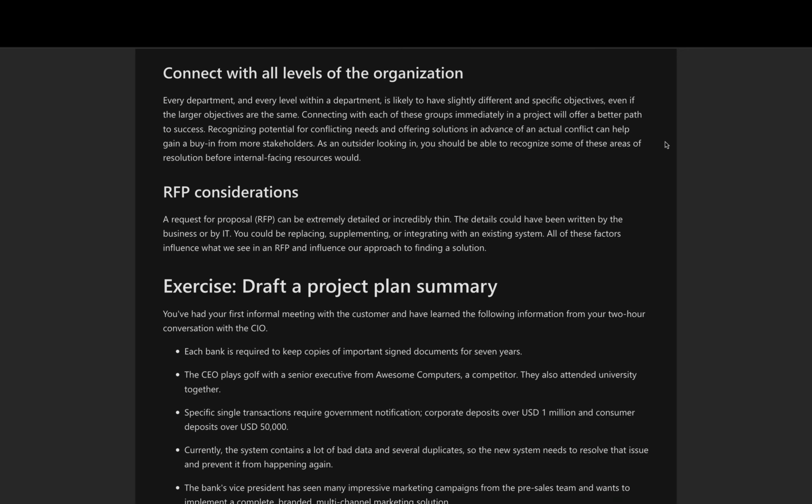Connect with all levels of the organization. Every department and every level within a department is likely to have slightly different and specific objectives, even if the larger objectives are the same. Connecting with each of these groups immediately in a project will offer a better path to success. Recognizing potential for conflicting needs and offering solutions in advance of actual conflict can help gain buy-in from more stakeholders. As an outsider looking in, you should be able to recognize some of these areas of resolution before internal-facing resources would.